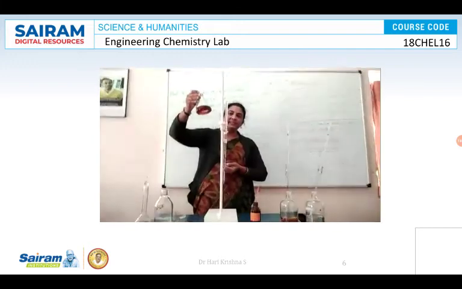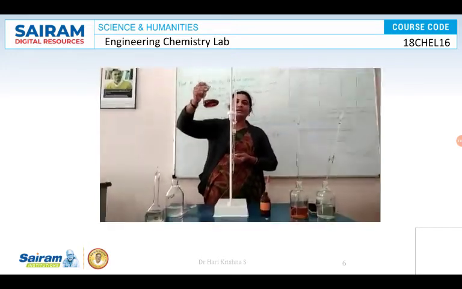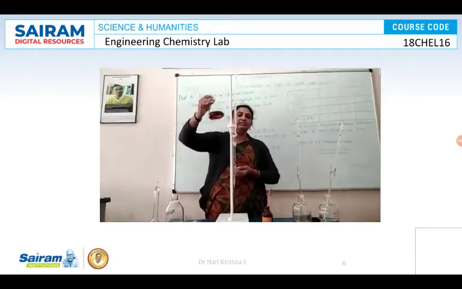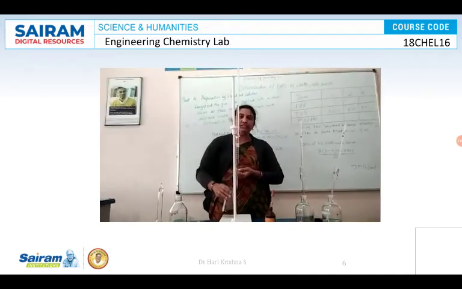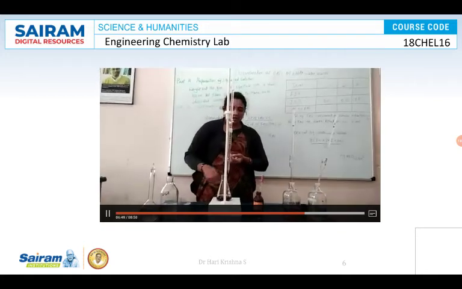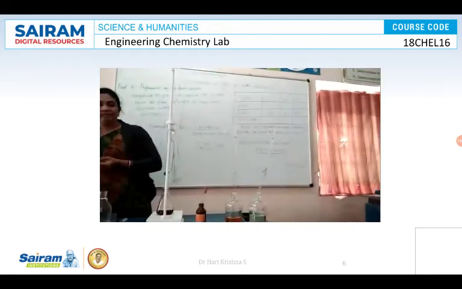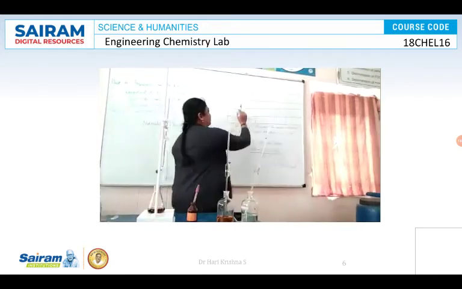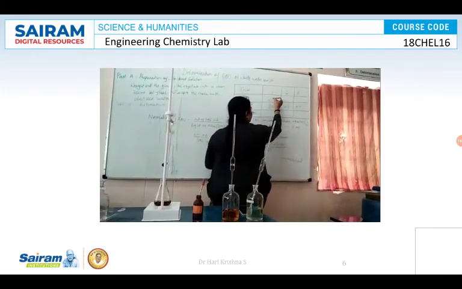So this is the end point you will get. For the last drop you add, you will get a reddish brown color. This is the final color. And note down the burette reading. I got around 21 ml. In the same way, you have to record the final burette reading.